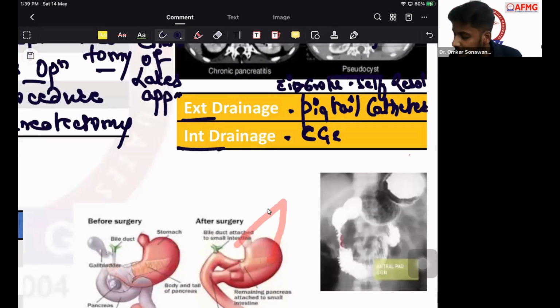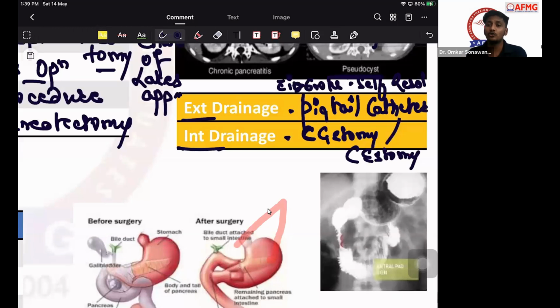That is what is a cystogastrostomy, or you can perform a cystoenterostomy. It can be either a cystoduodenostomy or a cystojejunostomy. Therefore, I have written it as cystoenterostomy. Please remember, within 6 weeks, it will undergo spontaneous resolution.